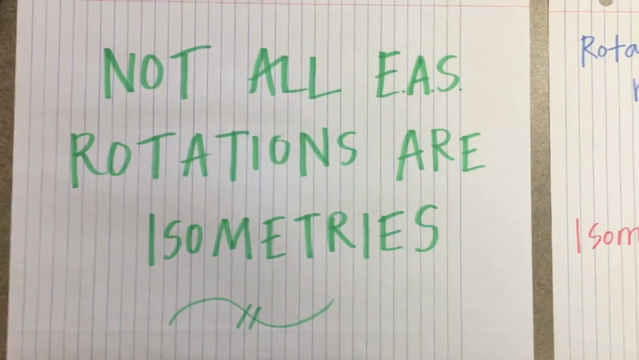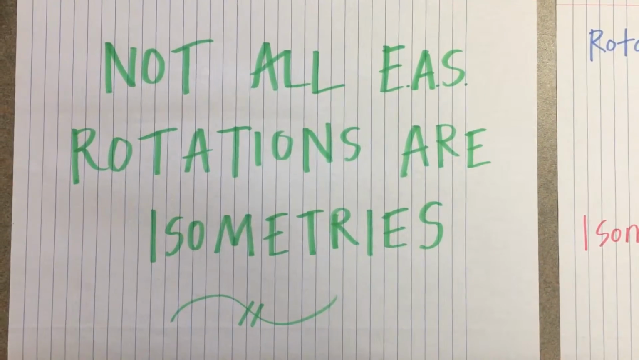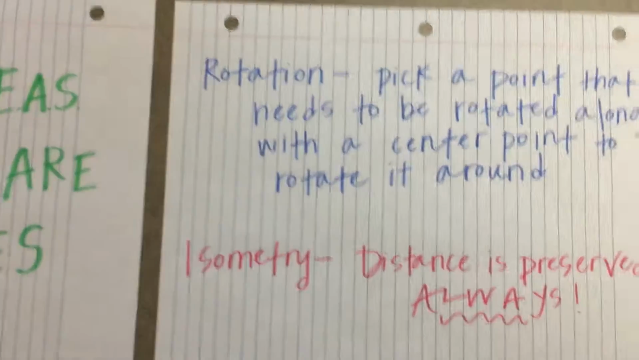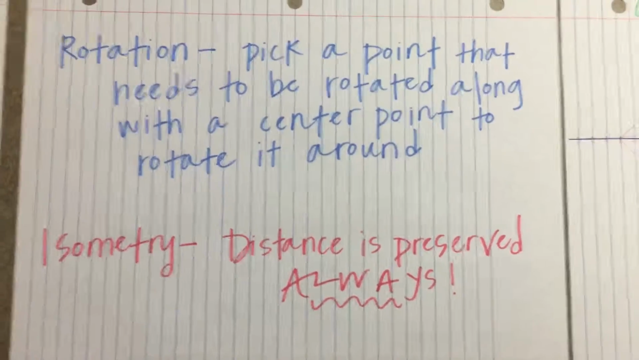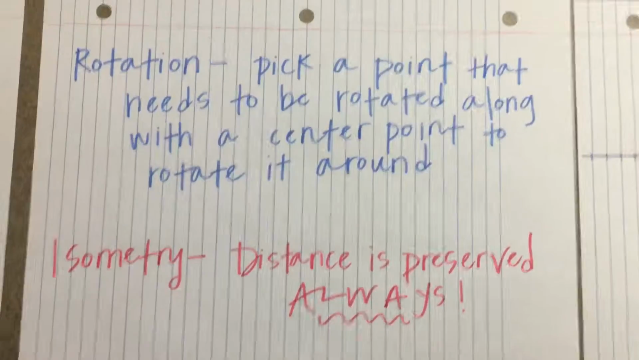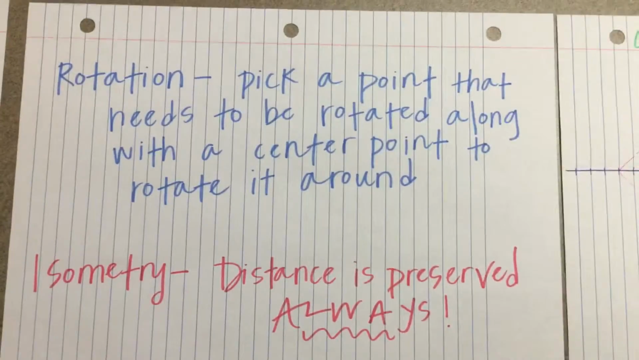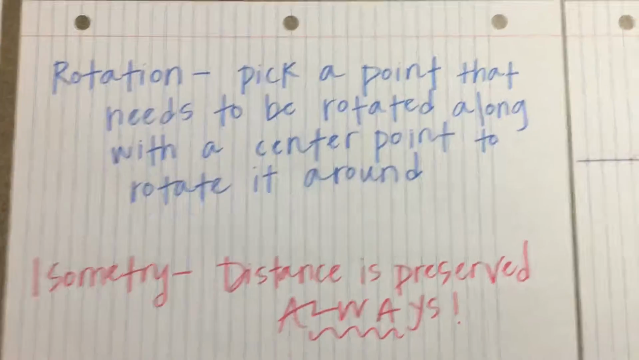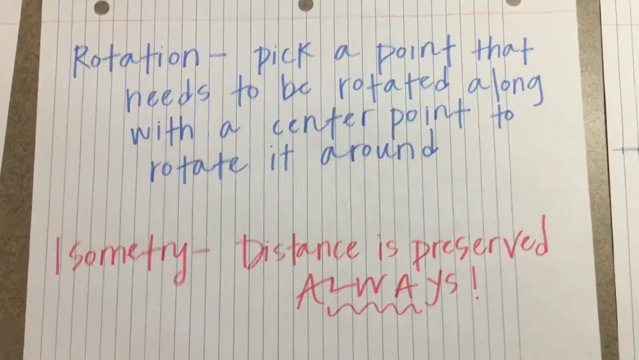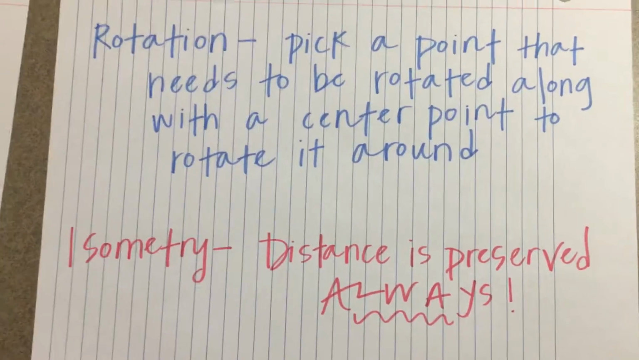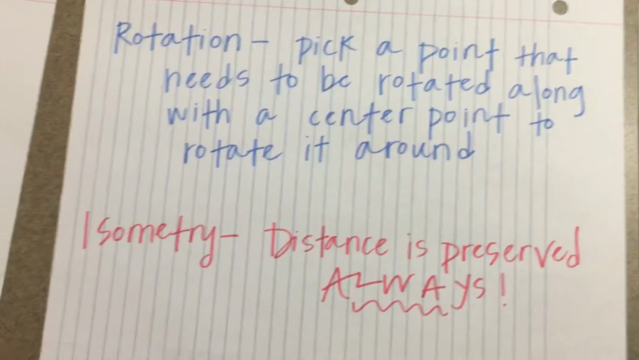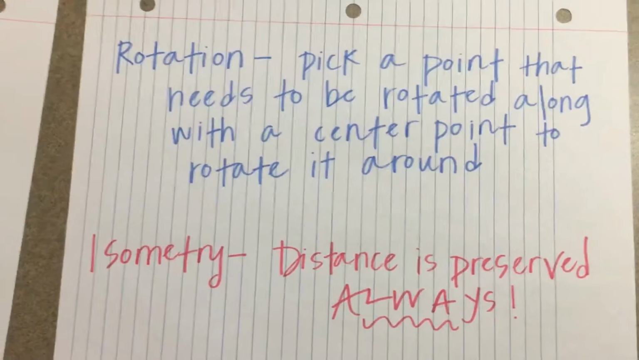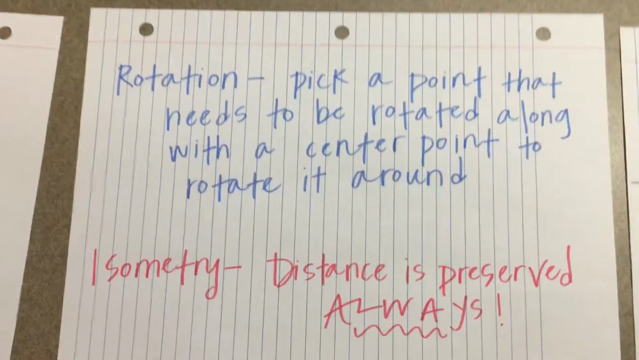I'm going to prove that not all Etch-a-Sketch rotations are isometries. Before we begin, we need to understand the definition of both rotation and isometry. With rotations, you pick a point that needs to be rotated along with the center point around which you rotate it. An isometry is something where the distance is preserved every single time. So the distance will never change. It always stays the same.